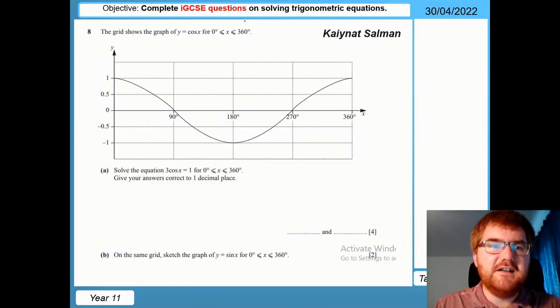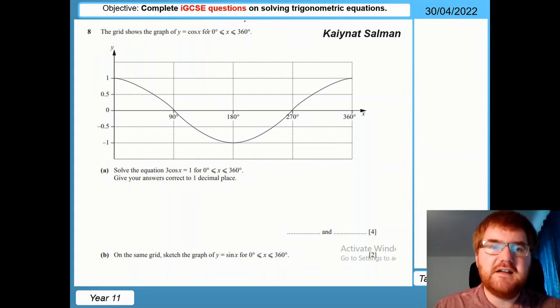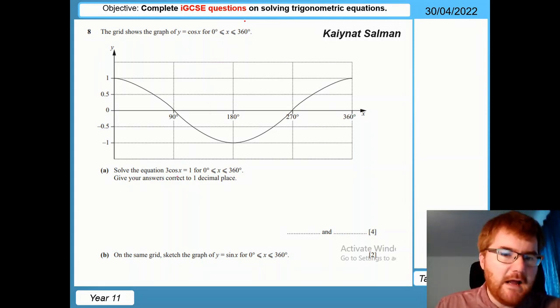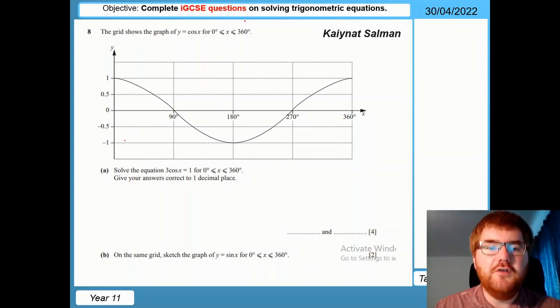Right, let's get started. So this question actually comes from one of my subscribers, K Nut Salman, and he's asked me to go through this question. So number 8, the grid shows the graph of y equals the cosine of x between 0 and 360. We're going to use this a bit later on to solve question A, and we need to solve this trigonometric equation. So the first task is always to get the cos or the tan or the sine on its own.